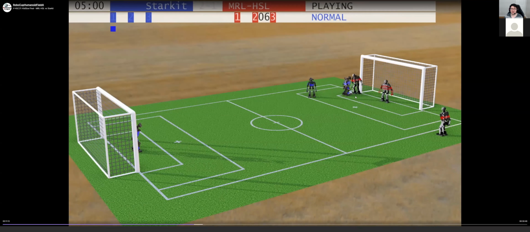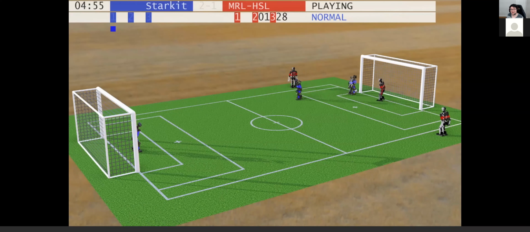See, that's very interesting, where they see the ball, they see it's about to go in, and they try to, even though that's not the goalie, get in the way of it. Seeing some very interesting behavior.